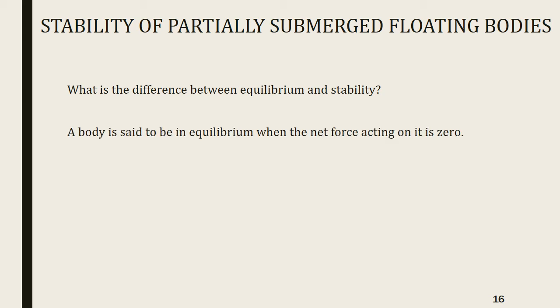A body is said to be in equilibrium when the net force acting on it is zero. That everybody knows. An equilibrium can be stable, unstable, or neutral. So basically, stability is not equilibrium. Equilibrium is when the net force is zero, but the same equilibrium can be either stable, unstable, or neutral.